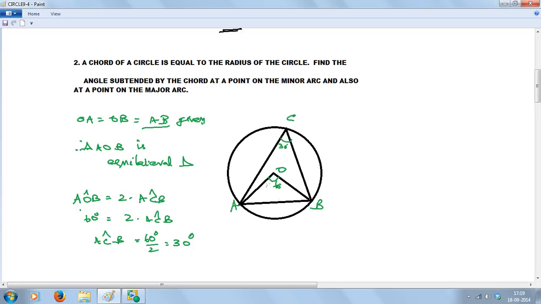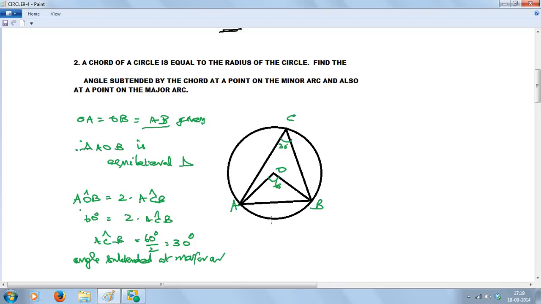C can be any point. What does it say? Angle subtended by the chord at a point on the major arc. So this ACB is on the major arc.